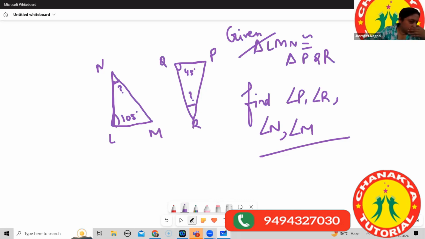So in this question, 105 and 45 is given to you only. You have to find N, P, R, and M. But these two triangles are congruent. So you will write all the steps and measure it. Ma'am, congruent means they're equal, right? Yes, congruent. Equal.